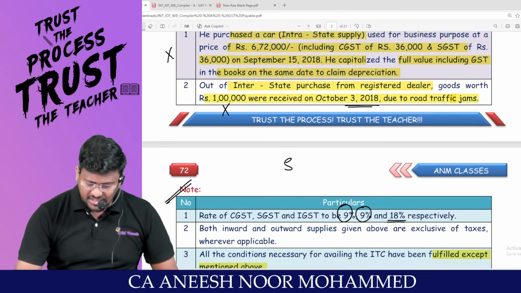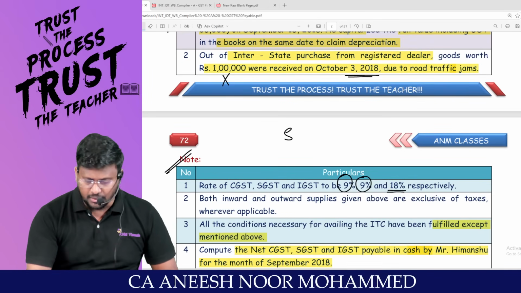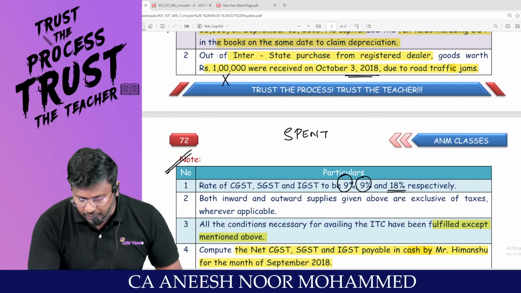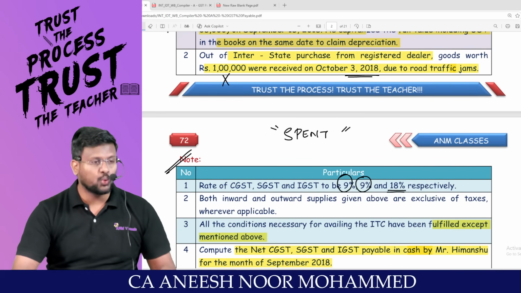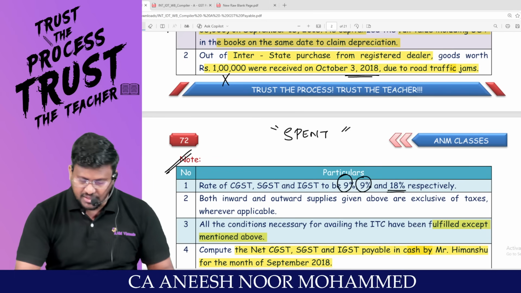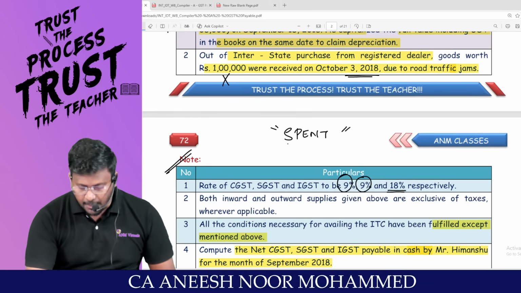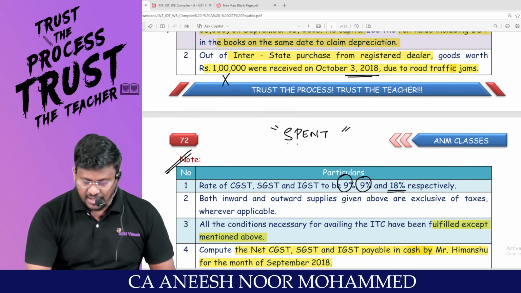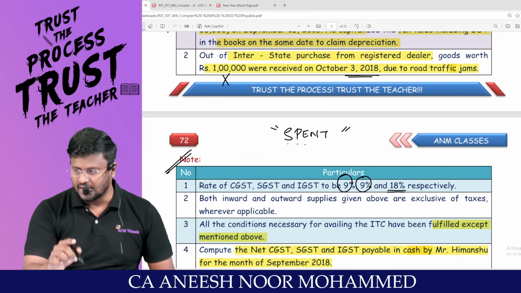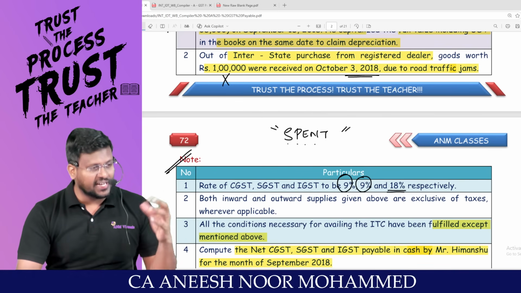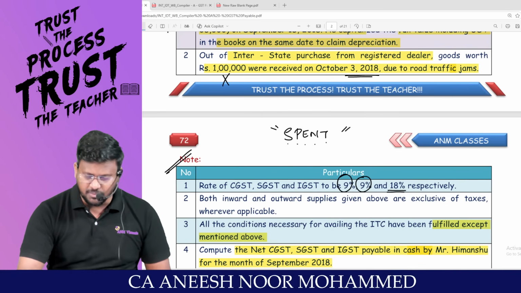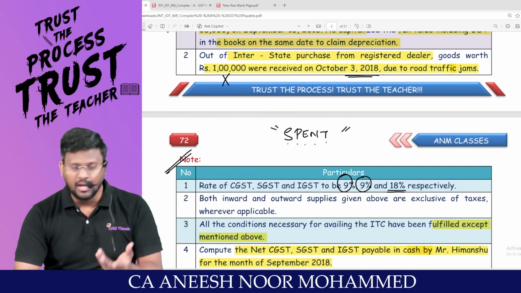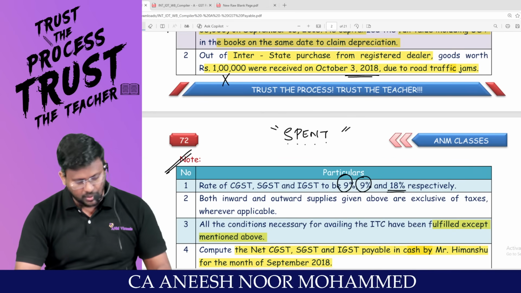To score that 7+ marks, you have to do only one thing, my dear lovable students. You have to spend your time. Step number 1 is sales details. Step number 2 is purchase details. Step number 3 is expense details. Step number 4 is net ITC. And step number 5 is tax payable. We are going to spend our time here and we are going to get 10 out of 10. Are you all really with me?